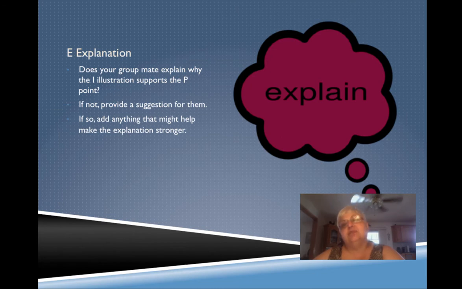You know in your mind what the point is and how the illustration fixes it or supports it, but you've got to make sure that the explanation is there, what's in your head. So you're going to have to get inside your writer's head and see what it is that they meant by the P and the I if there is no E.